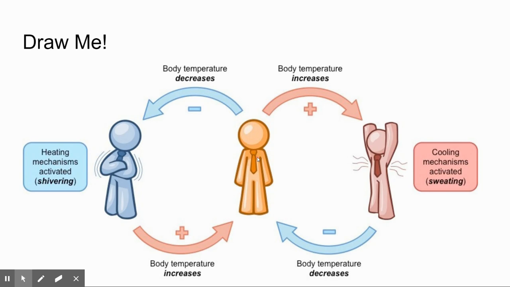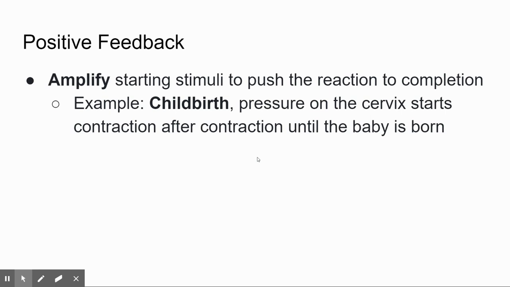Our positive feedback is the opposite of this. Instead of bringing it back to a set point, it's amplifying the response. Positive feedback amplifies the starting stimuli to push the reaction to completion. An example of this would be childbirth. Pressure on a woman's cervix starts, and contraction after contraction ends up starting until the baby is eventually born. This one keeps going till completion.